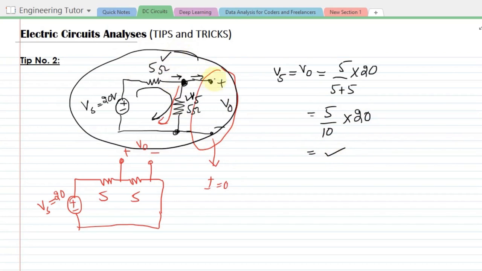Okay, so that is tip number 2, in which we don't have to be confused with a circuit like this one, and we have to see the loops where the voltage is being developed and the current which is not flowing through the other branches here.